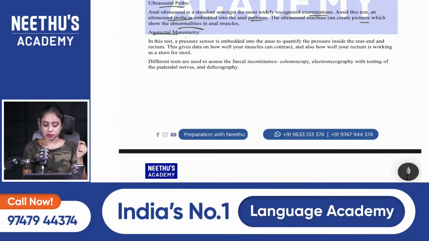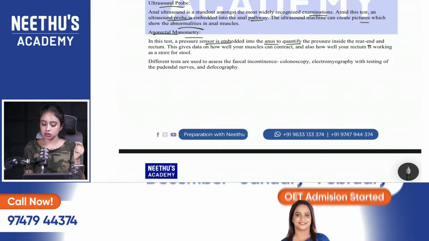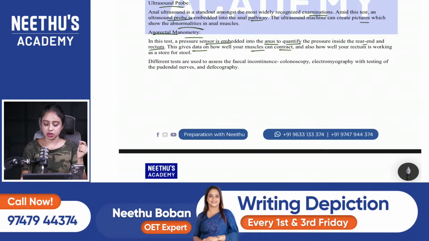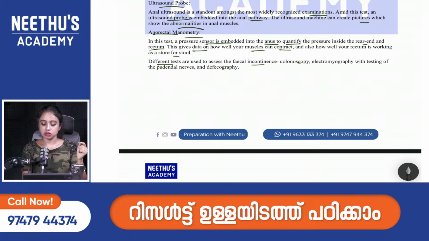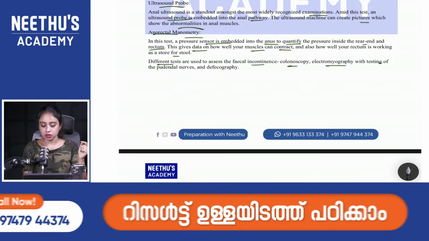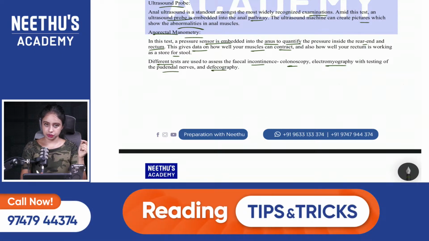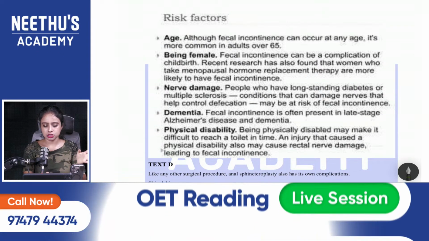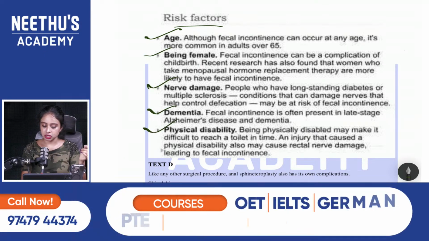Then anorectal manometry. In this test, a pressure sensor is embedded into the anus to quantify the pressure inside the rear end and rectum. This gives data on how well your muscles can contract and also how well your rectum is working as a store of stool. Then different tests are used to assess fecal incontinence: colonoscopy, then electromyography with testing of pudendal nerves, and defecography. Then moving to this box, the risk factors: age is a risk factor, being female, nerve damage, dementia, physical disability.